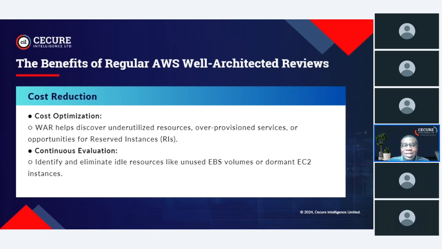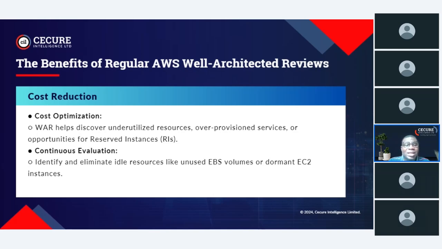Like I said, there are so many resources that are working together to help you meet your business goal, right? You can't keep track of everything without going inside your AWS cloud infrastructure and carrying out a review. You can't keep track of all these services unless you carry out the regular Well-Architected review. That way you'll be able to achieve cost optimization, and also it is a continuous evaluation. When you carry out this review, it will help you identify and eliminate idle resources like unused EBS volumes or dormant EC2 instances.